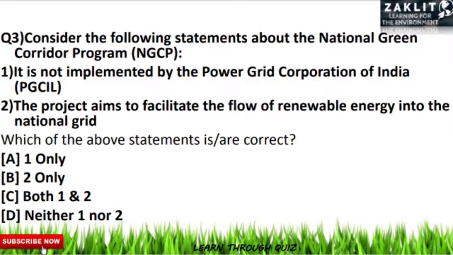The third question was, consider the following statements about the NGCP, that is the National Green Corridor Program, and we have to identify the correct statements. And here the correct option will be option number B, 2 only. Yes, that NGCP National Green Corridor Program aims to facilitate the flow of renewable energy into the national grid, and it is implemented by the PGCIL. But here it was given not implemented, so it will not be the correct option.